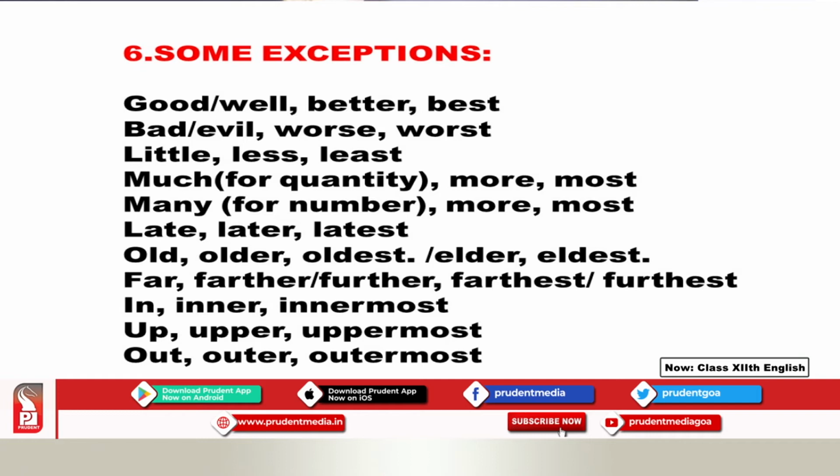Bad or evil, worse, worst; little, less, least. Much is for quantity: more, most. Many is for number: more, most. Then you have late, later, latest; old, older, oldest, or in some cases elder, eldest.